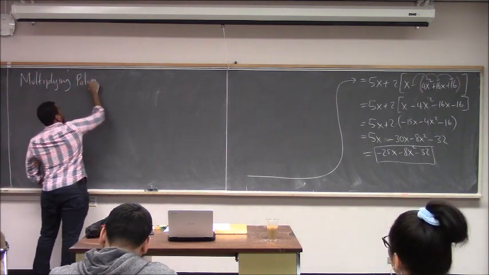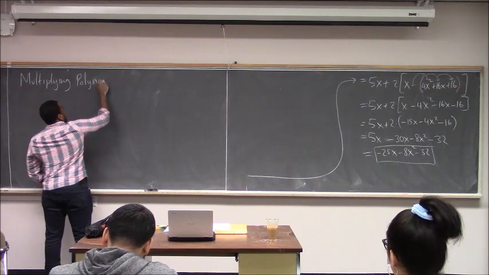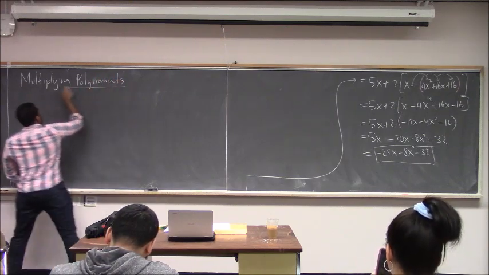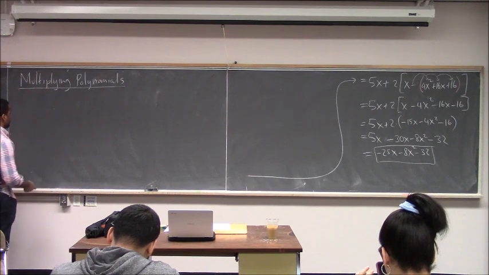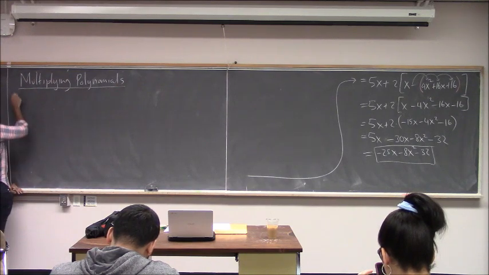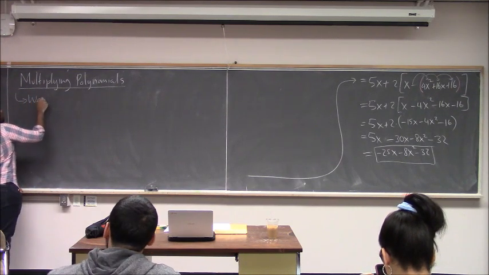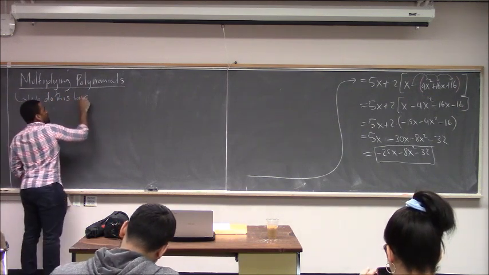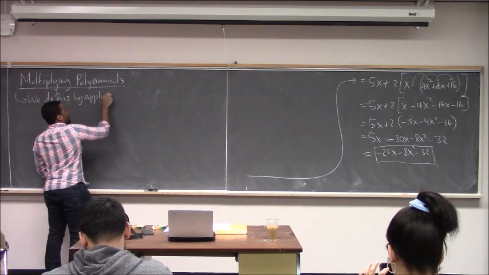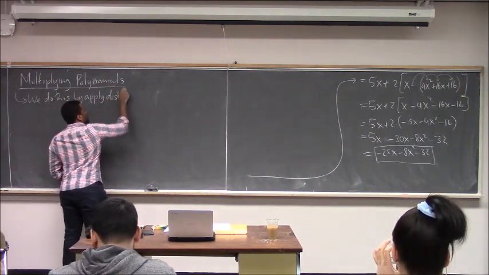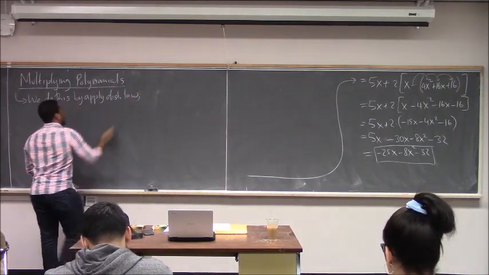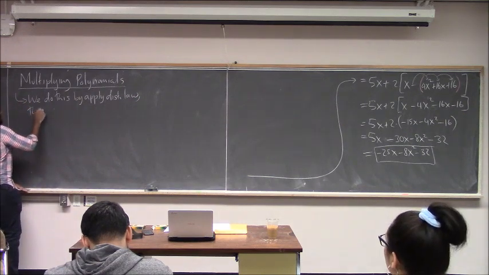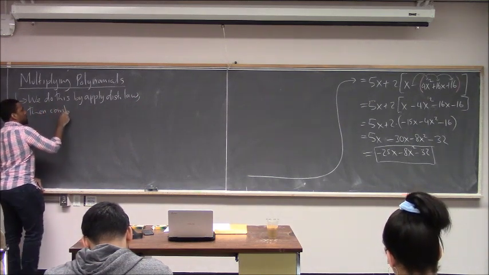Multiplying polynomials. And in principle, this will work for general expressions. We do this by applying the distributive law, then combining like terms.